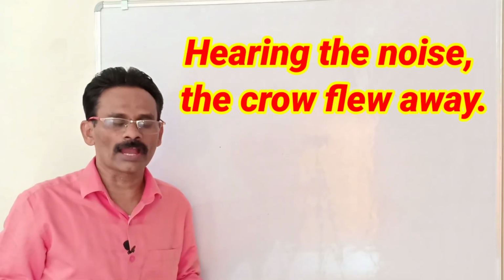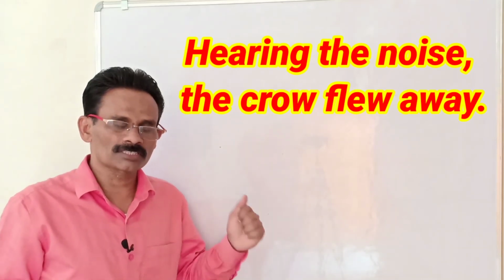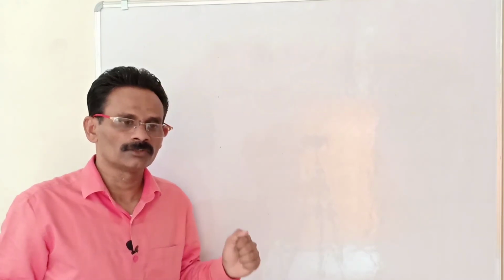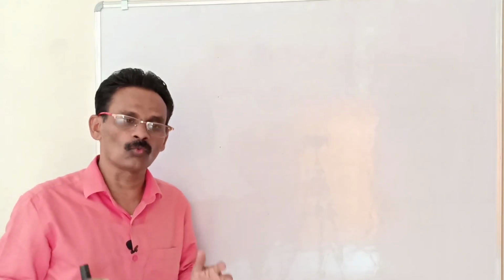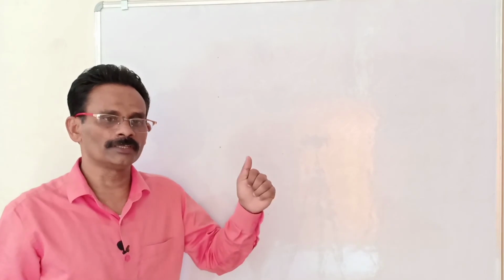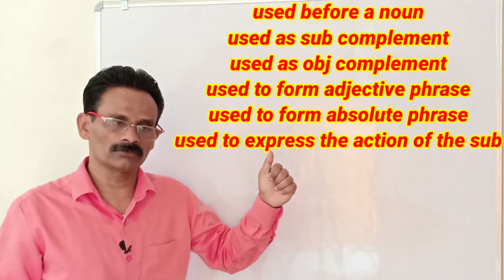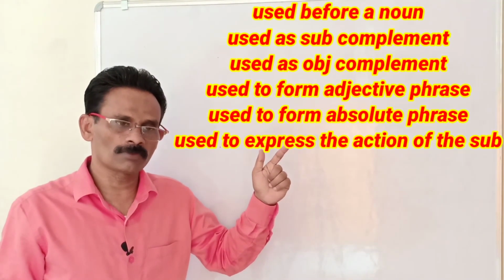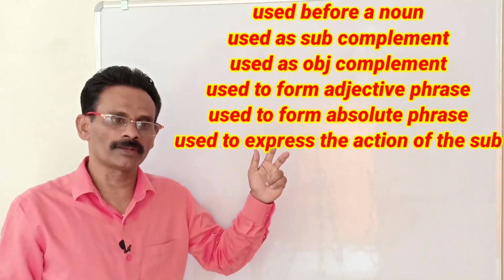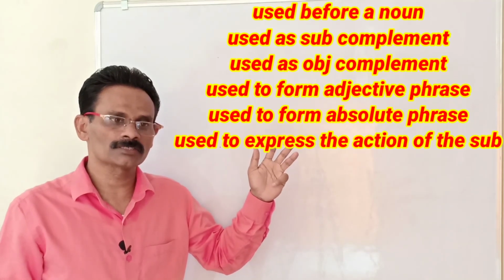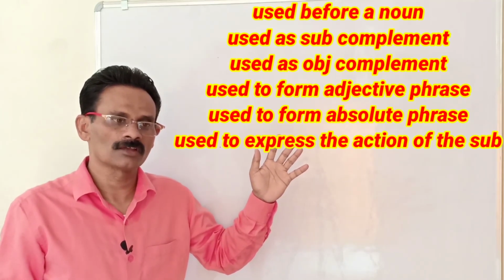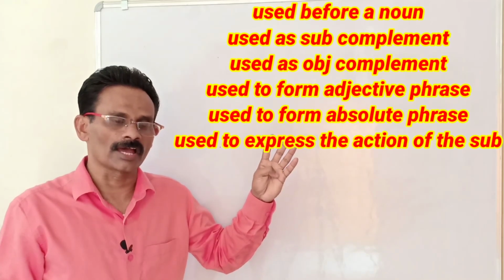Thus, we have learned the present participle can be used in 6 ways. It can be used before a noun, as subject complement, object complement, adjective phrase, absolute phrase, and to express an action of the subject.